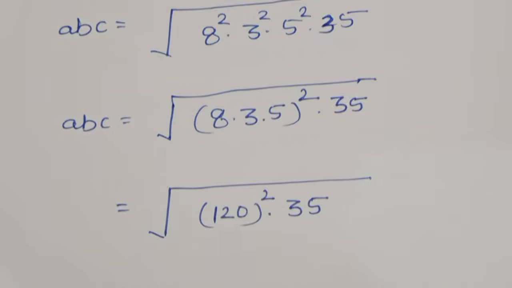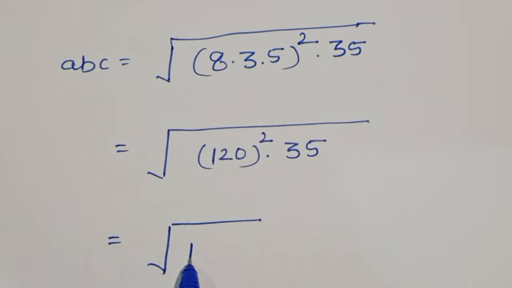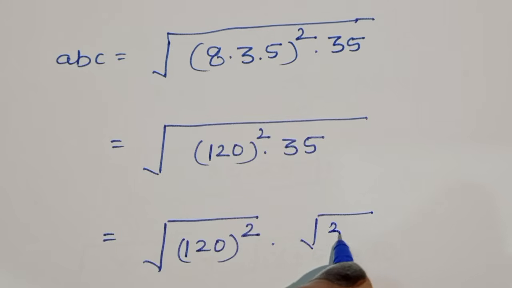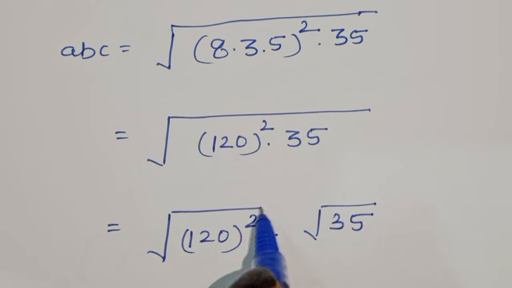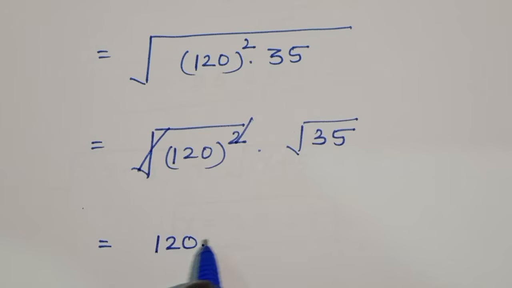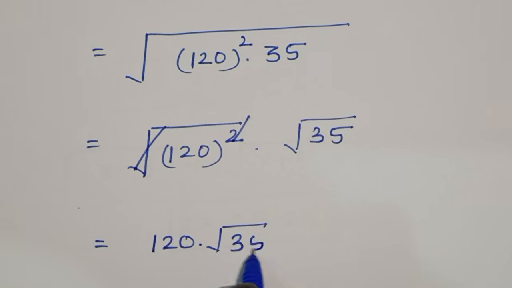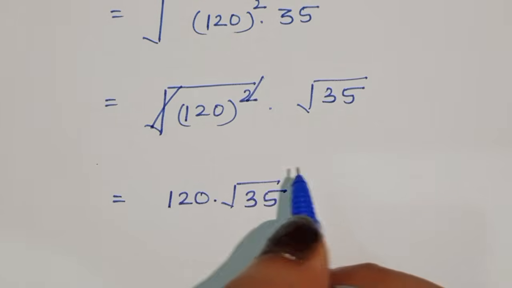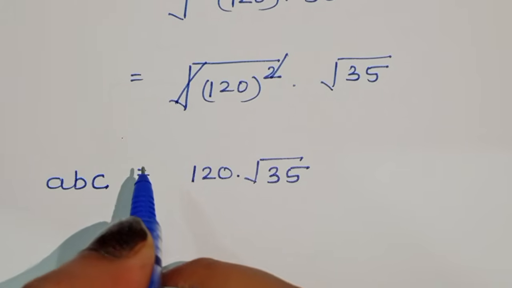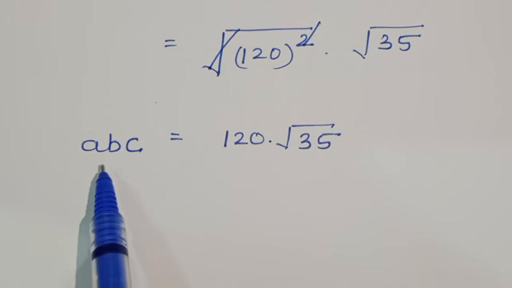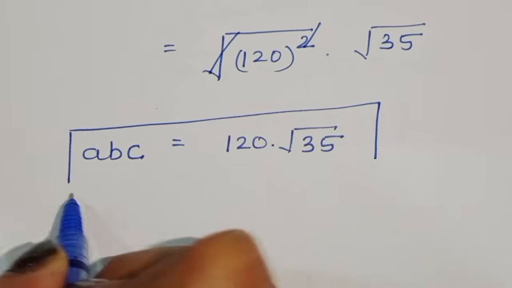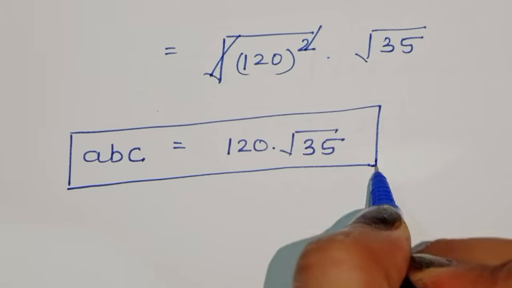When we are separating this term, we will get here 120 whole square times square root of 35. Now here the square is cancelled from the square root, so it is equal to 120 times square root of 35. So we can say this is the value of ABC here. We got the value of ABC, but we have to find out the separate values of A, B and C, right?